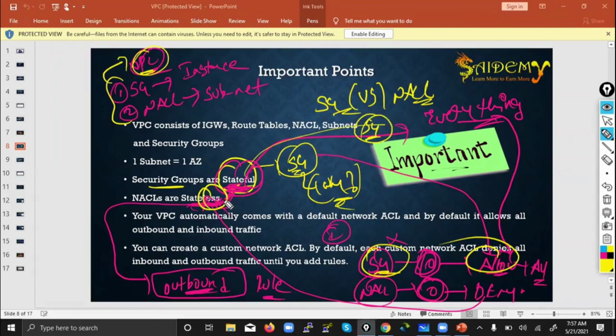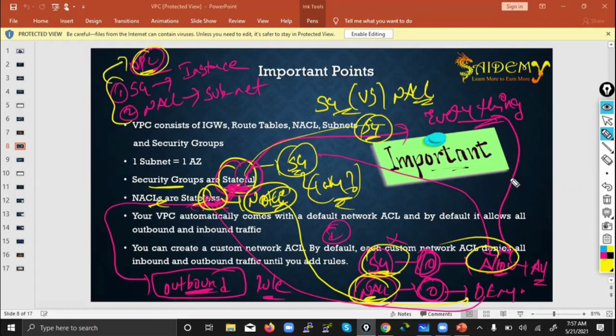Less means not everything, something less or nothing you can say. So where you deny complete traffic, where the traffic is denied, is only in a NACL. So NACLs are called stateless. Did that comparison work as a blind rule for any of you?